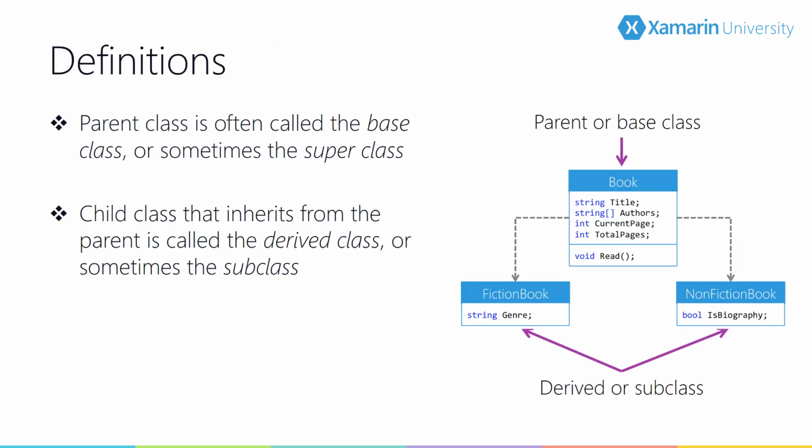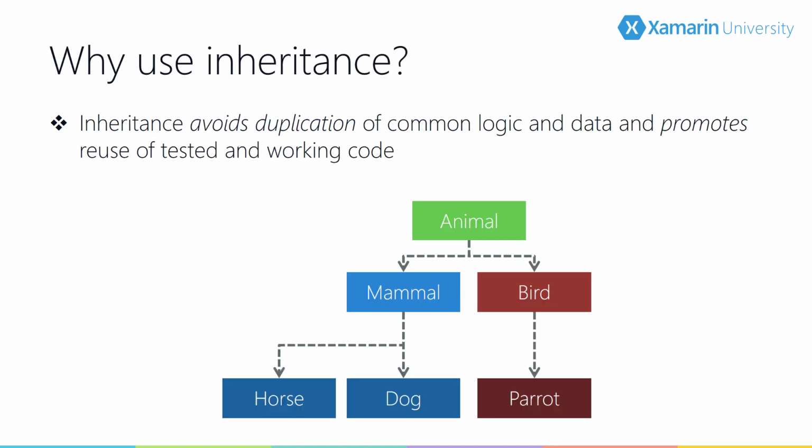The class at the top of this hierarchy is called the base class, or sometimes the superclass. The class that inherits from the base class is called the derived class or subclass. Since the derived class inherits everything in the base class, we only have to write common code in one place, which is the base class, and then we can reuse that code in our derived classes.